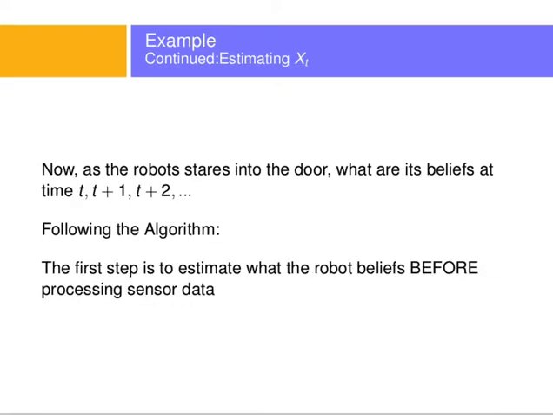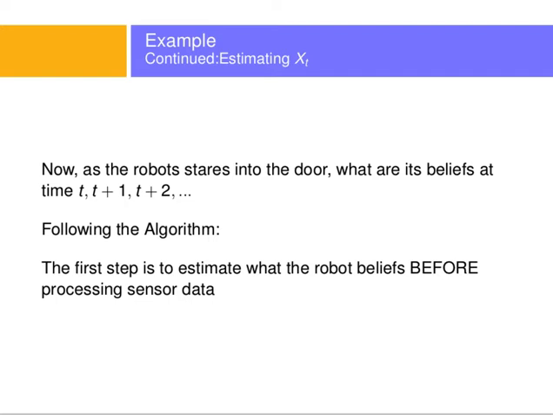Now, the question is, as the robot stares into the door, what are its beliefs at time t, t+1, t+2? So basically the robot, say it's approaching the door. What is it believing at each time step? Because as it approaches the door, the sensor might sense a little light, or it might be noisy for whatever reason. So the robot needs to compile this knowledge at every given time step, and then when it comes to the door, it has to make a decision.